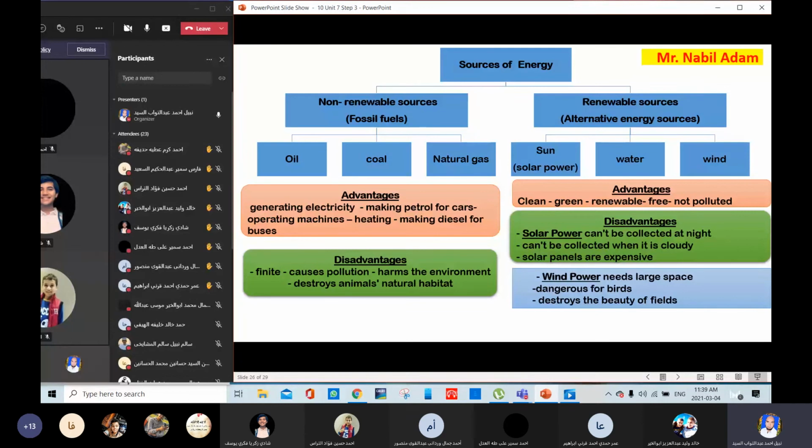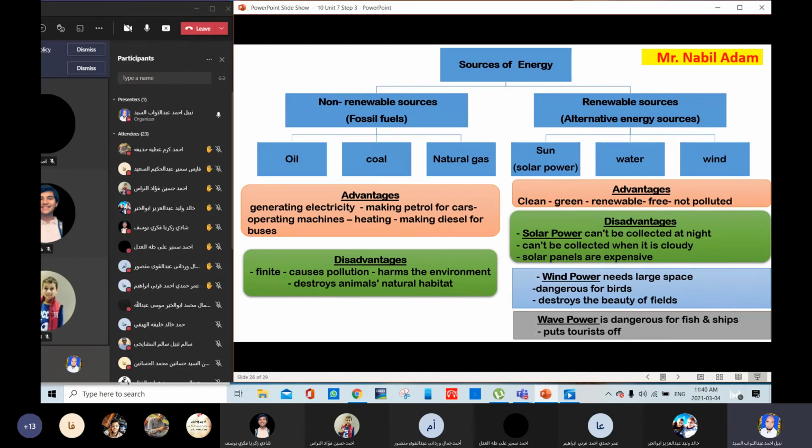The disadvantages of the wind power. It needs large space, dangerous for birds, destroys the beauty of fields. Fields means it destroys the beauty of the fields and farms. So some people are against the wind farms or the windmills because they say they destroy the beauty of the countryside. They don't like seeing them around farms, plants, trees.